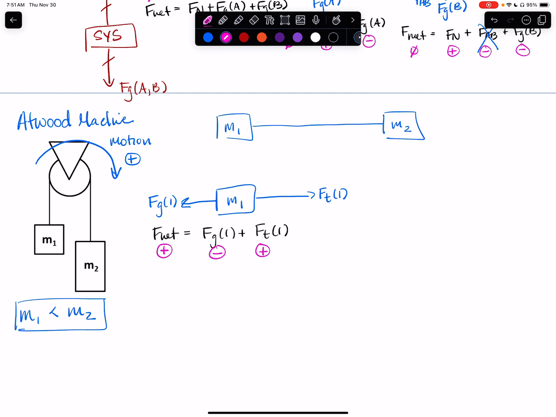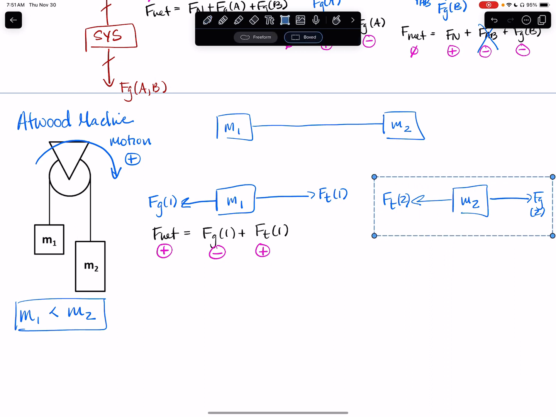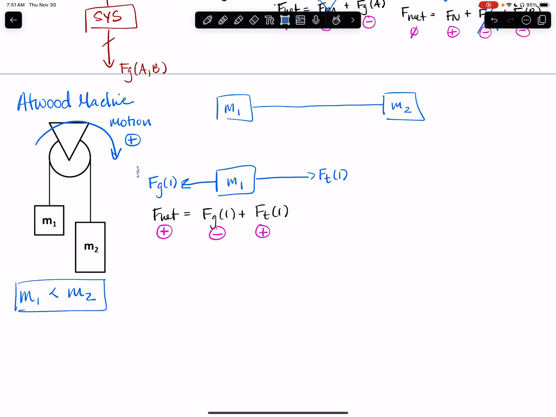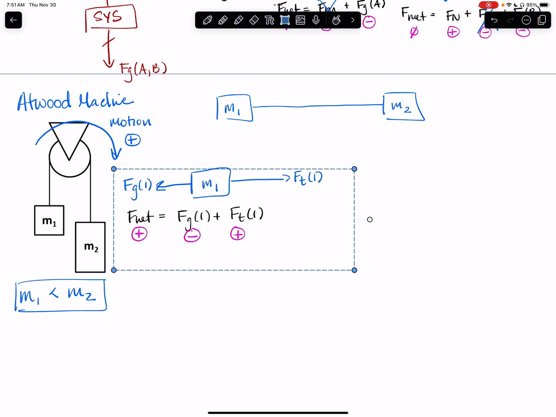All right, we're going to repeat. This time we're going to look at mass 2. Gravity in this case points in the other direction, and we have a tensional force that points in this direction. I need a little bit more room. You know what, let me slide this guy over. That'll help. All right, sorry.